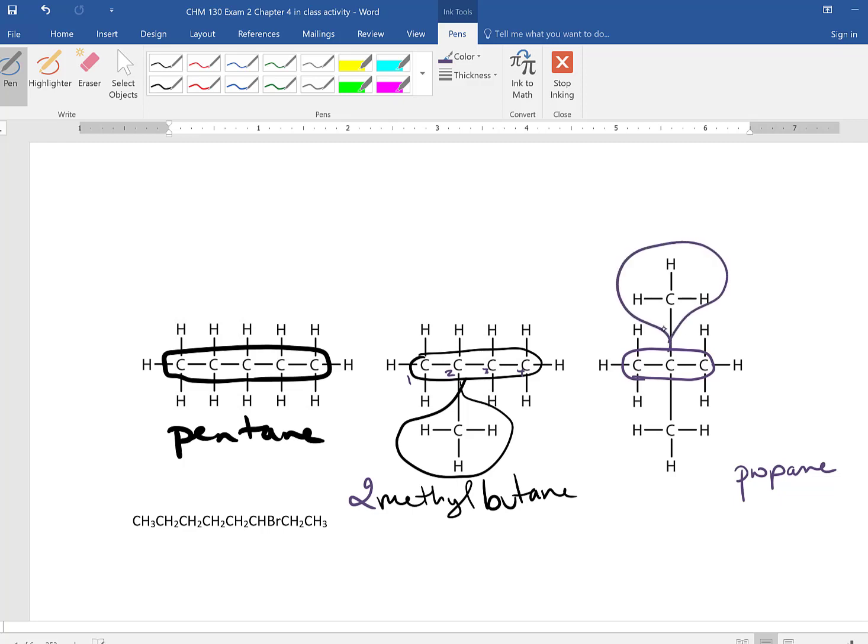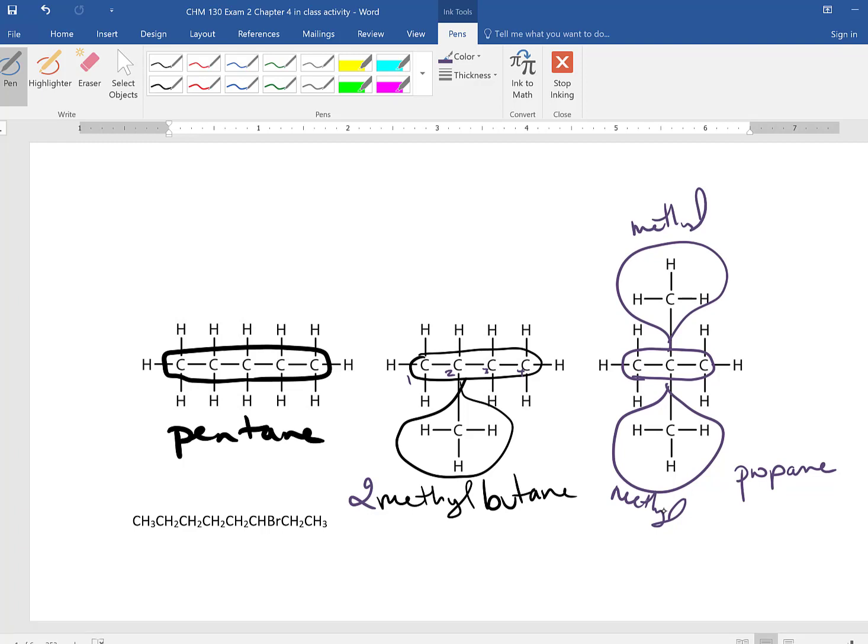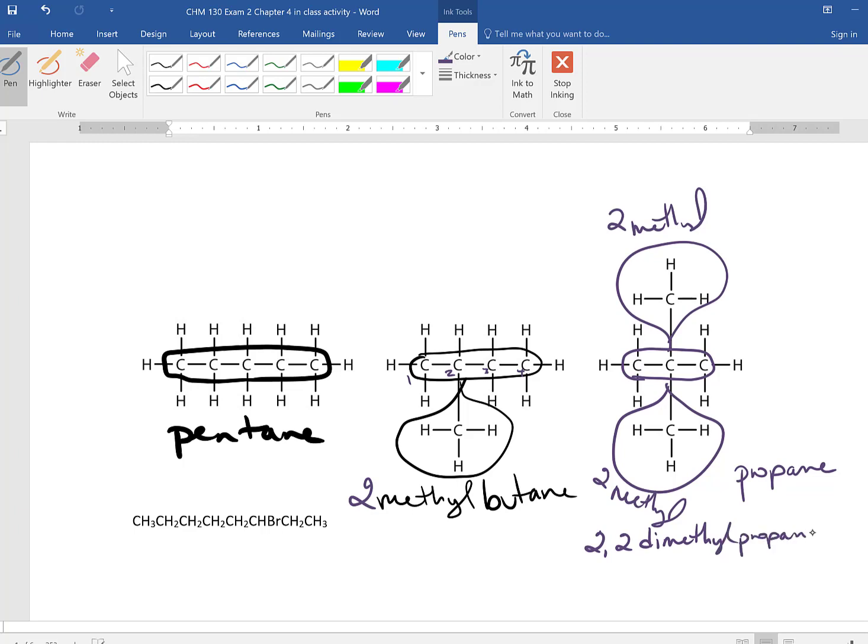So this is a methyl. This is a CH3, and this is also a CH3. And they're hanging off of carbon number what? Do you see that they're both hanging off of carbon number 2? So that's a 2-methyl, and this is a 2-methyl. So you would call this 2, 2. Since there's 2 of them, you use dimethyl. 2,2-dimethylpropane.